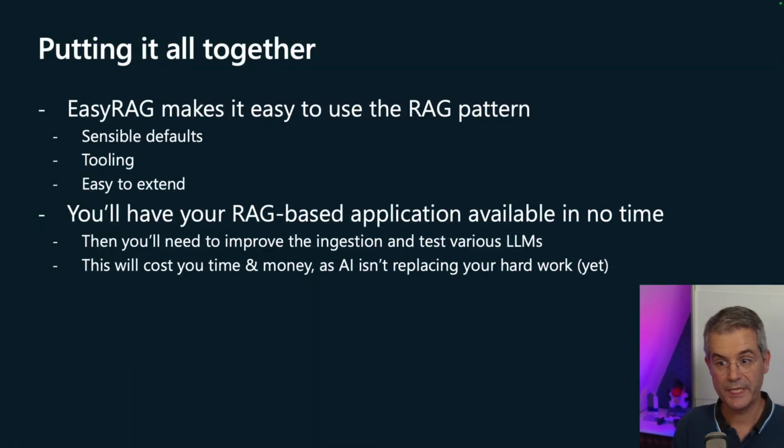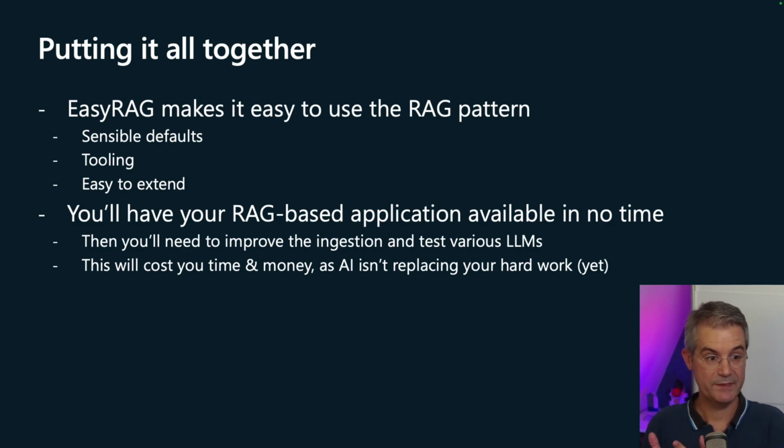Putting it all together, what we've just seen is that EasyRAG from LangChain4J makes it very easy to use the RAG pattern in Java. You've got lots of sensible defaults, you've got lots of tooling. Everything is ready for you, so you can have it running in just 10 lines of code. So if you just follow this tutorial, you can have everything in the next hour. It's also easy to extend, as we just saw. You've got lots of models, lots of tunings. Everything is ready inside LangChain4J for you to modify, tune, and enhance this process, so you get better results for your data.